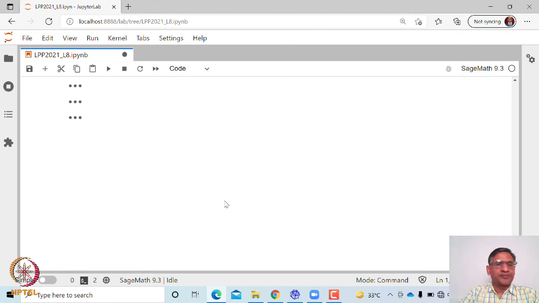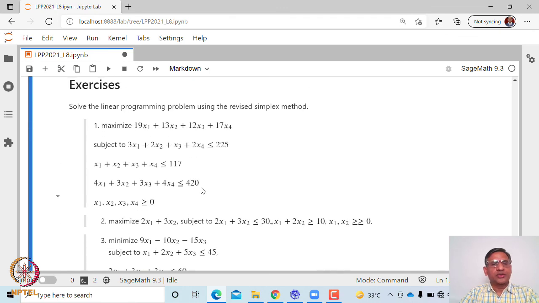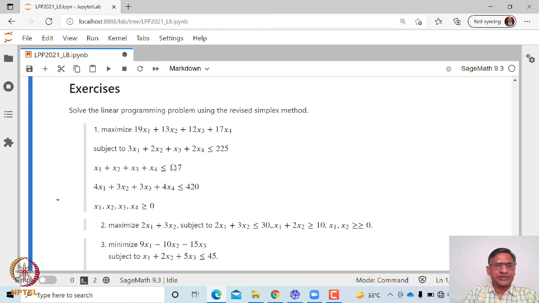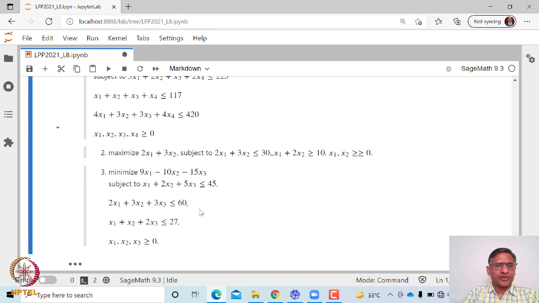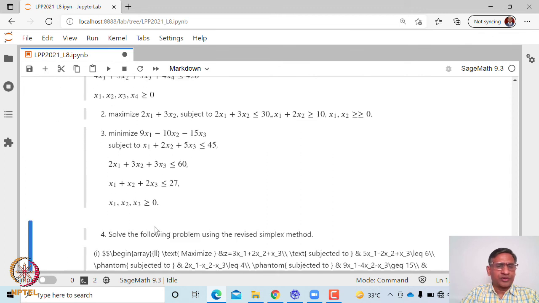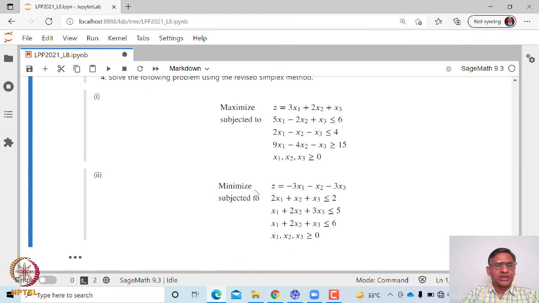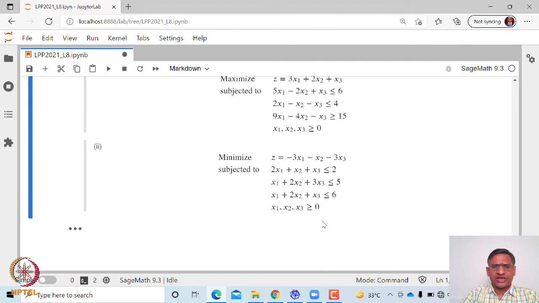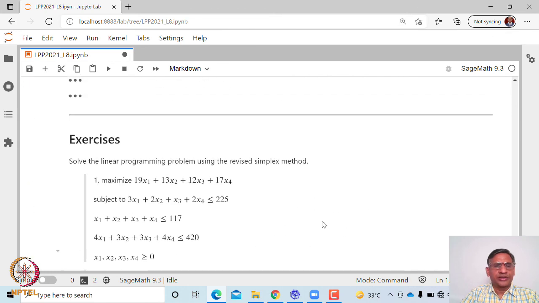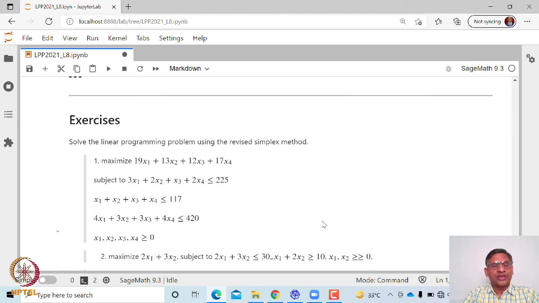Let me leave you with some exercises. So these are a few exercises you can try to solve. Maximize this problem, and then the second problem is again of maximization type. This is the third problem, and this is the fourth problem, and 4.1 and 4.2. Most of these problems are standard problems. So try to create the problem using interactive LP problem, and then create it in the standard form.